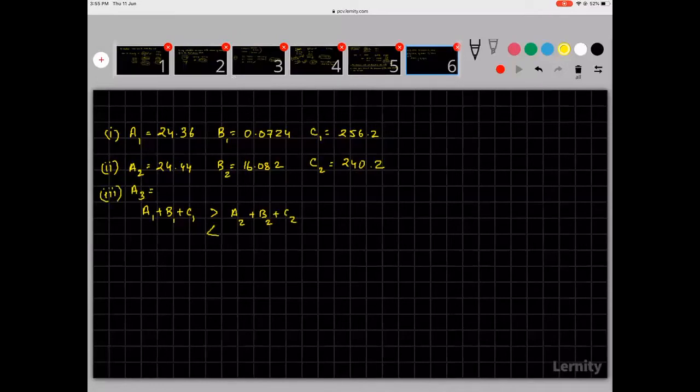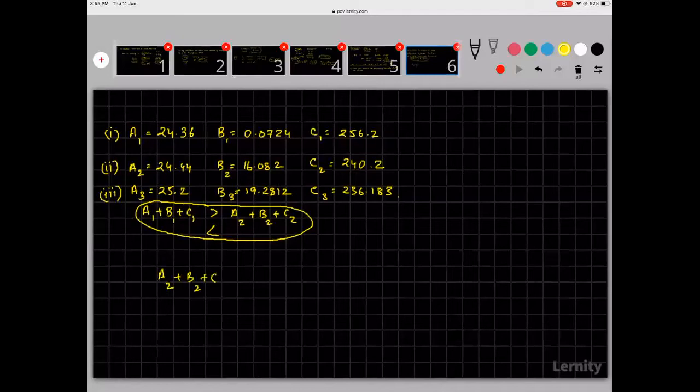A3 is equal to, can you please find out this? A3 is equal to 25.2, B3 is equal to 19.2812, C3 is equal to 236.183. Yeah, can you please find out how these two are related? Similarly, can you please find out how A2 plus B2 plus C2 and A3 plus B3 plus C3 are related? How are they related? Can you please find out?